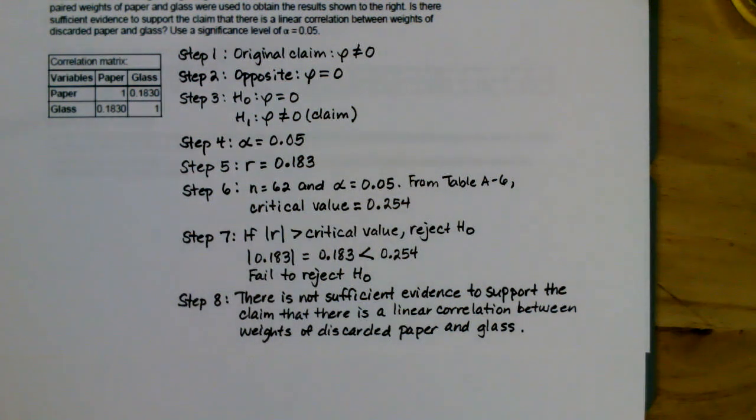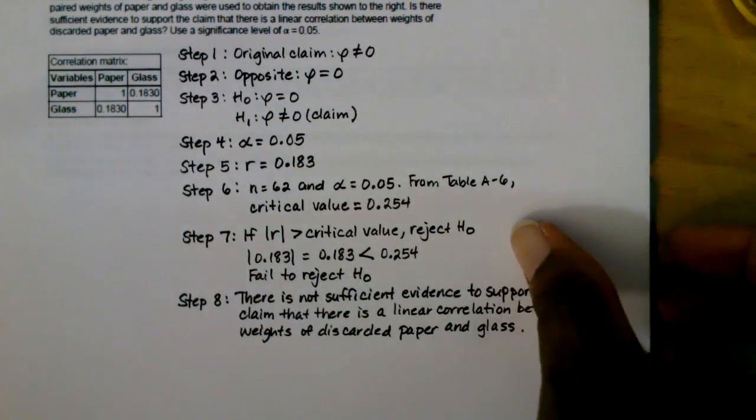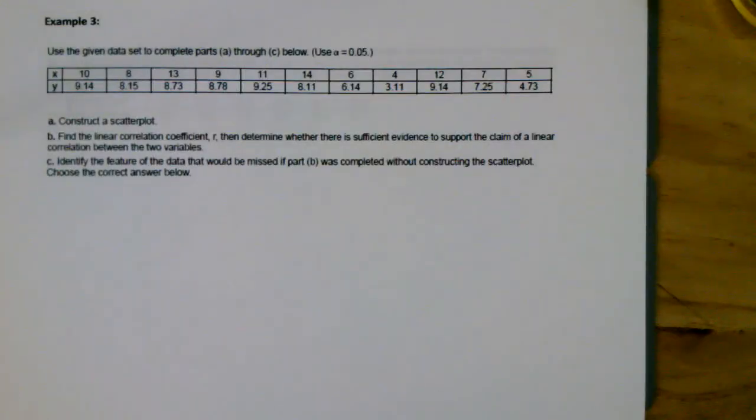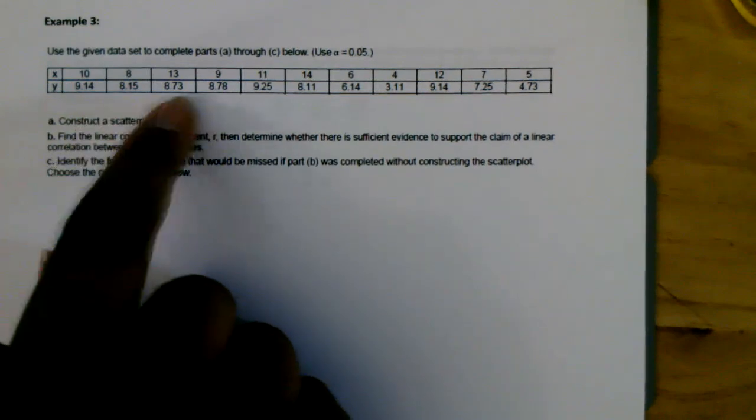Now, those first two examples were quite easy because you already had the display from some type of software that they use to get the output. Now, let's say we had the raw data, like in example 3. Here we're going to use the given data to complete parts A through C below and use the alpha level equal to 0.05. So here we've got raw data for X and Y. We've got paired data.